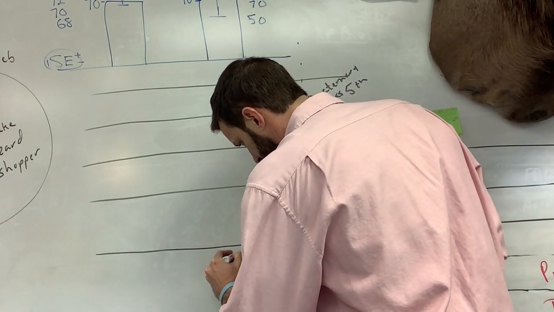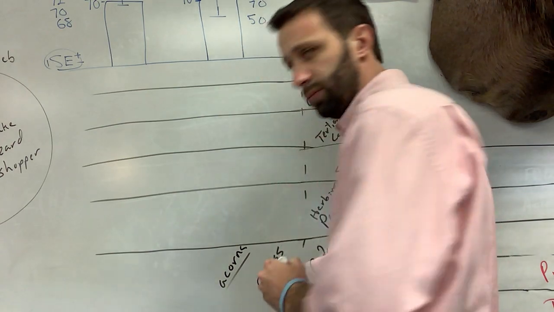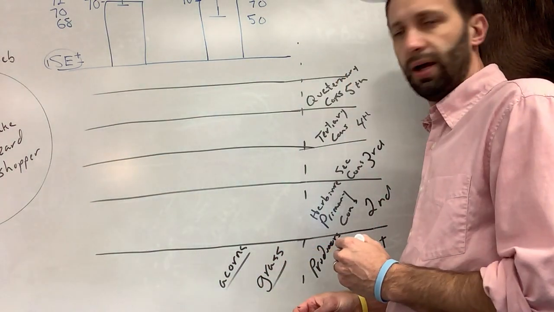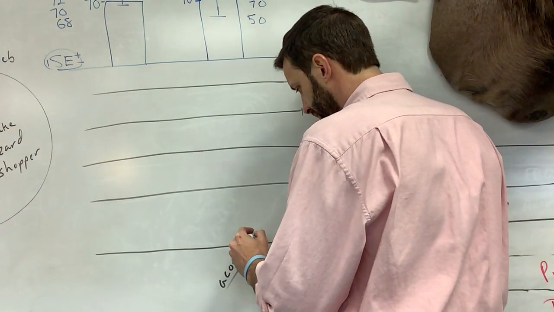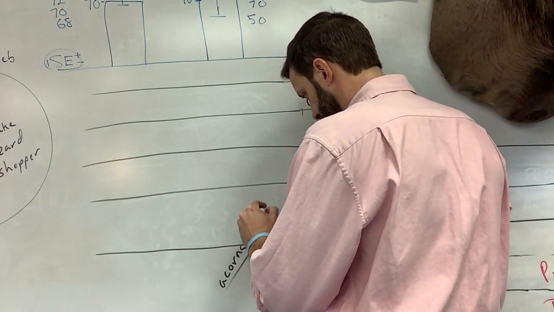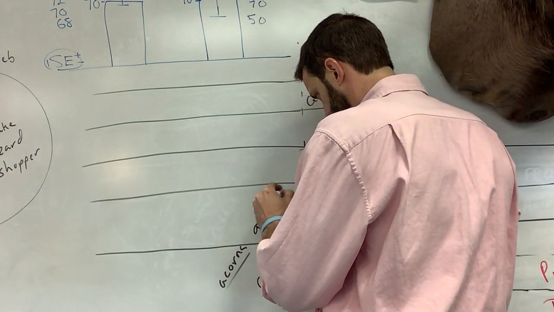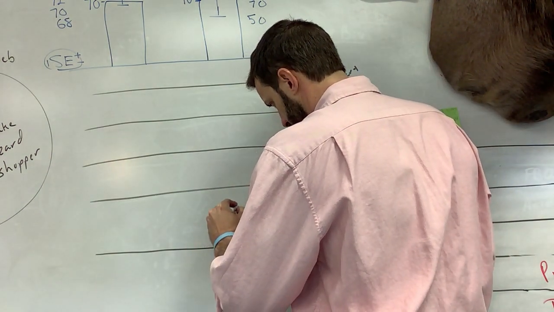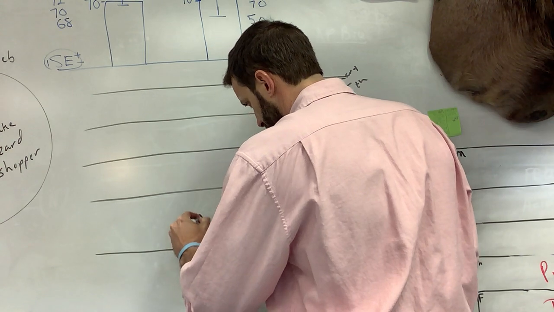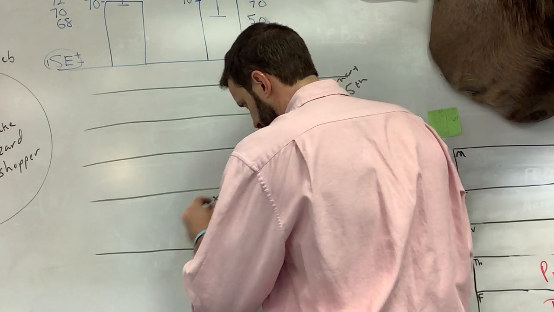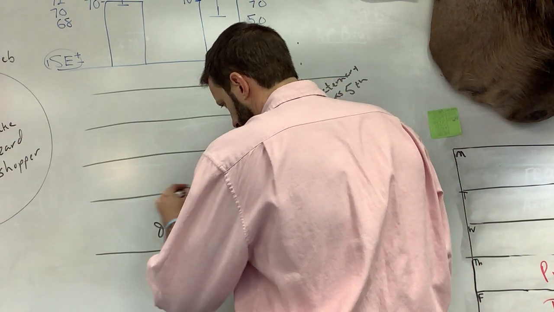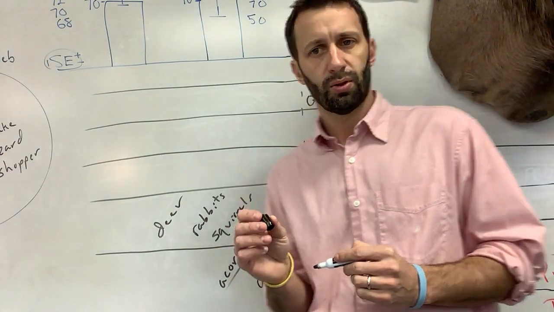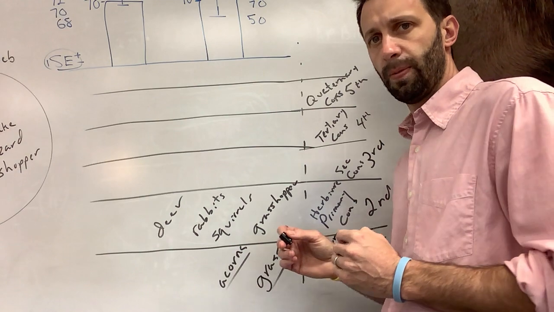Now acorns, if you don't know, come from oak trees. Good. Second level, what do we got, Katie? Grasshoppers, squirrels, rabbits, and deer. All of these are herbivores. They only eat producers. Okay? Is everybody good with that?